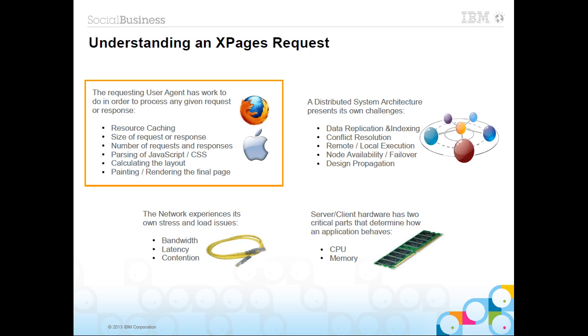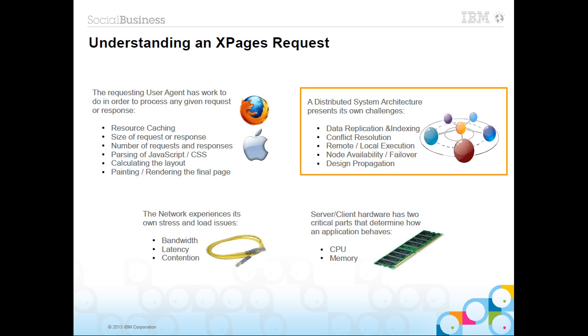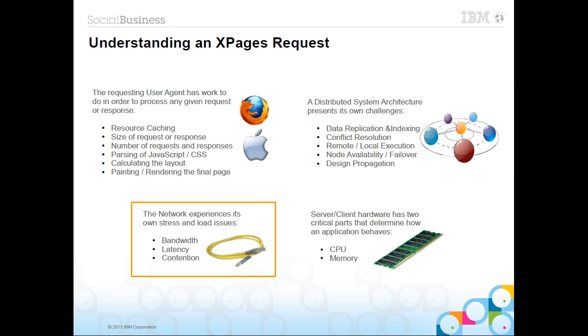All of these user agent related processes, when accounted for together, will certainly make up a portion of time for any given request or response. Secondly, a distributed system architecture will present its own unique challenges. Things to consider include data replication and indexing, conflict resolution, remote versus local execution of application logic, node availability and failover, and design propagation. Thirdly, there is also the network to consider.